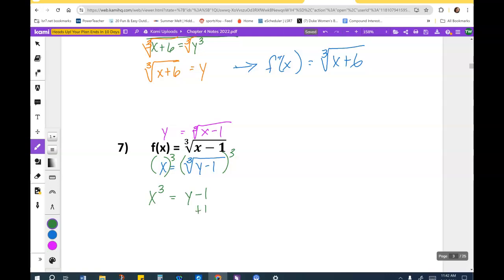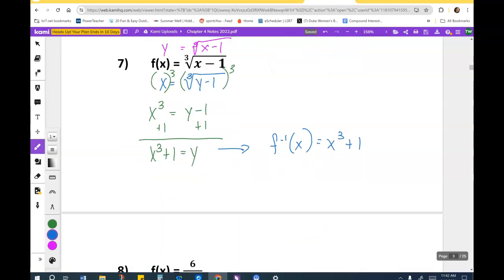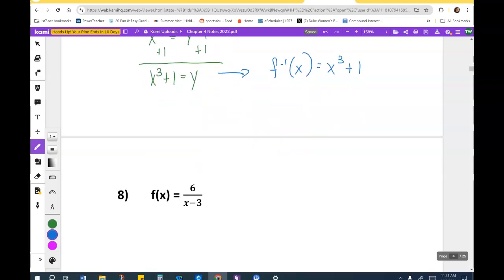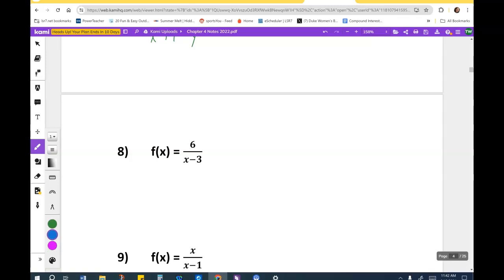I want to get the y by itself, so I'm going to add 1 to both sides. So x cubed plus 1 equals y. And so my inverse function of x is going to be x cubed plus 1. Okay, so we're going to add a dimension on this last page. Same thing. This is y equals 6 over x minus 3.